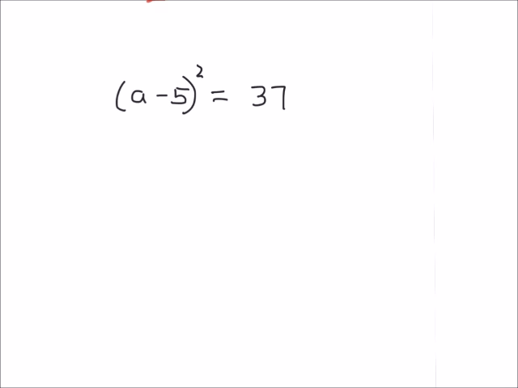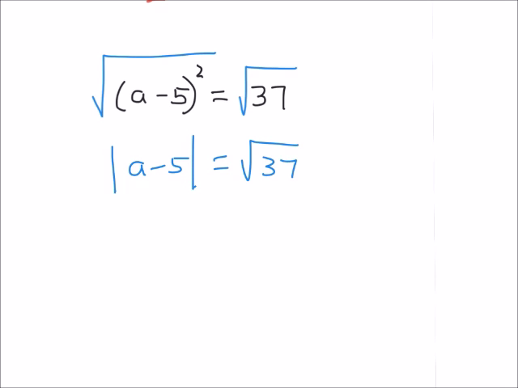Let's try this one. It's the same kind of situation. We have a square on our a, and so we want to undo that square by taking the square root. And whatever we do to one side, we do to the other. So the square root of a minus 5 squared is equal to the absolute value of a minus 5. And that's going to equal the square root of 37 because it's not a perfect square, so it's just the square root of 37.